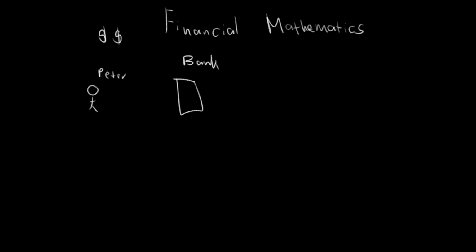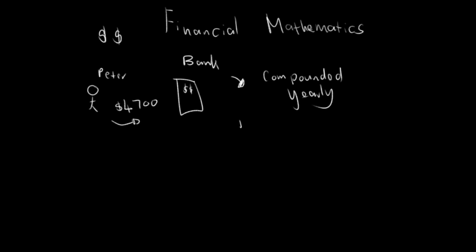Now, the bank tells Peter, hey, listen, we can invest your money for you. Peter's walking out with a crispy check of 4,700 USD, right? The bank tells him, hey, Peter, you can invest your money with us using a method called compounded yearly. And we want to provide you with an interest rate of 6.5%. Oh my goodness. Peter thinks, wow.